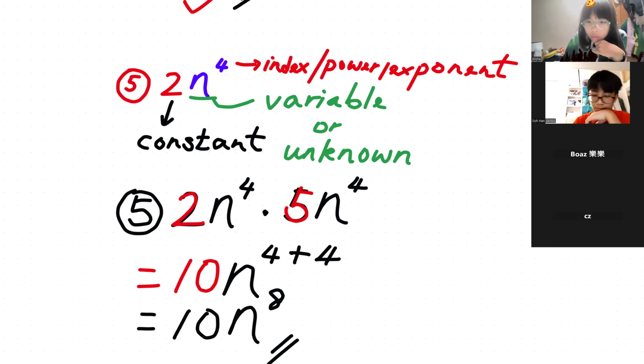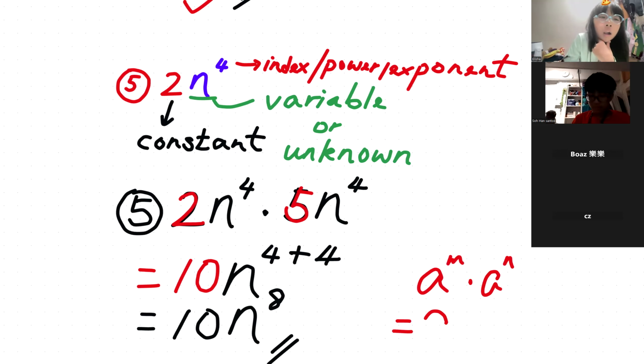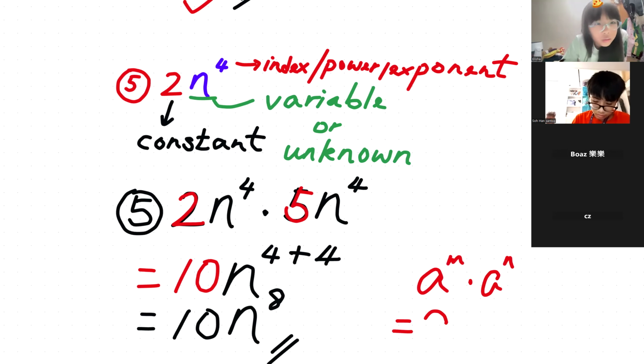The power rule: a to the m power times a to the n power. If the base a is the same, then the powers add up together. Okay, this is our rule. Rule number 1.